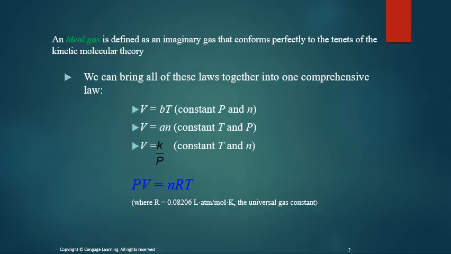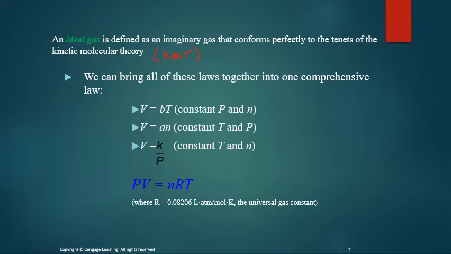An ideal gas is defined as an imaginary gas that conforms perfectly to the tenets of the kinetic molecular theory. You're able to abbreviate the kinetic molecular theory as KMT. We can look at the initial relationships that we had between the different variables, pressure, volume, temperature, and the number of moles, and combine them together into one law.